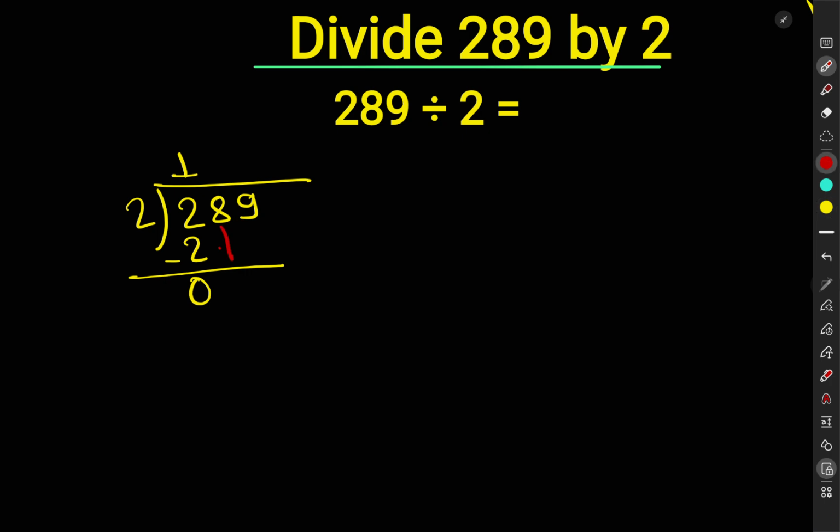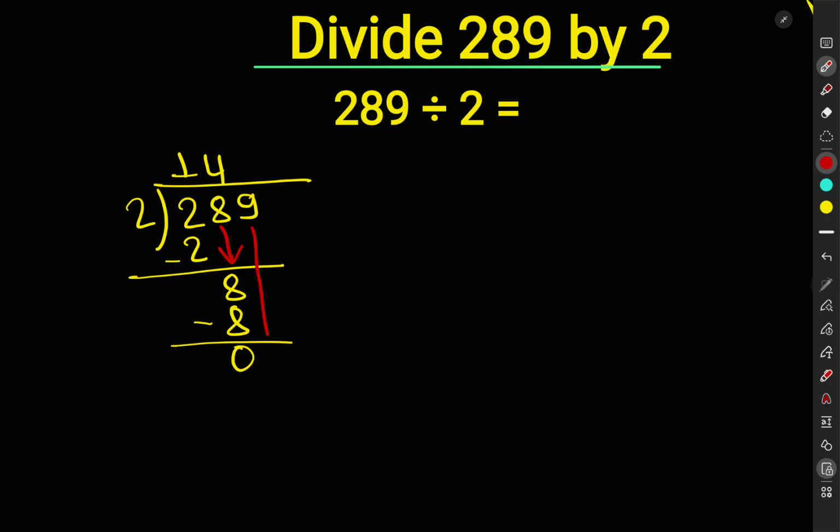So now we put down the number beside this 8 and we remove this 0. So 2 times 4 means 8. On subtracting we get 0.